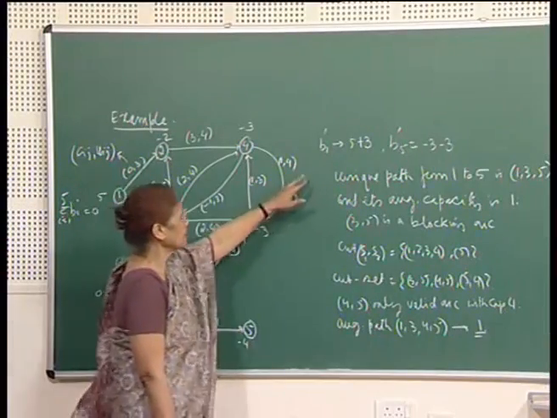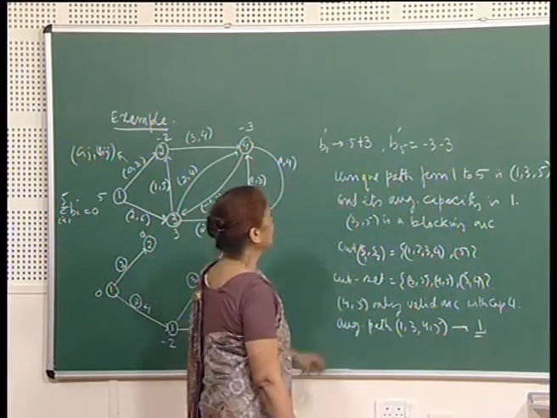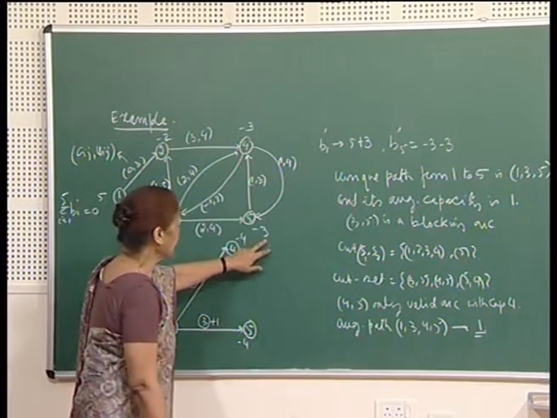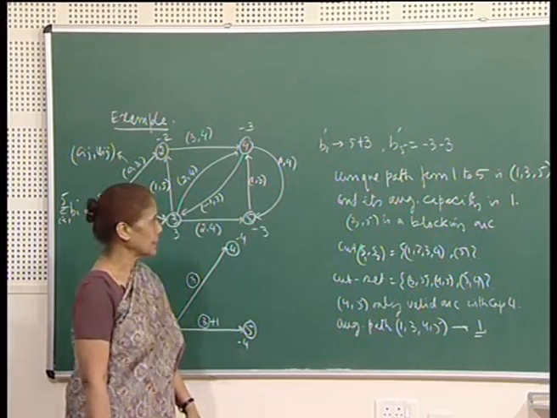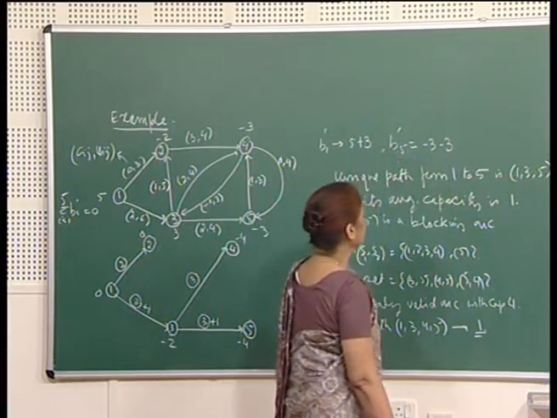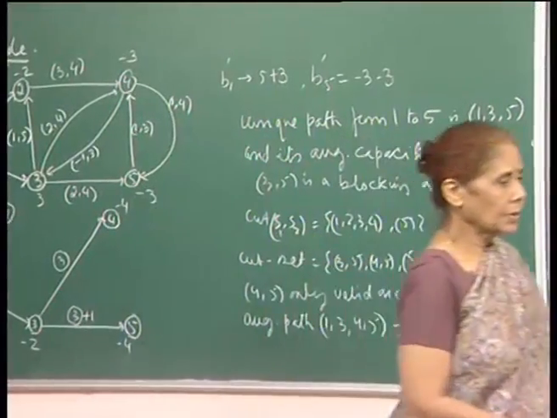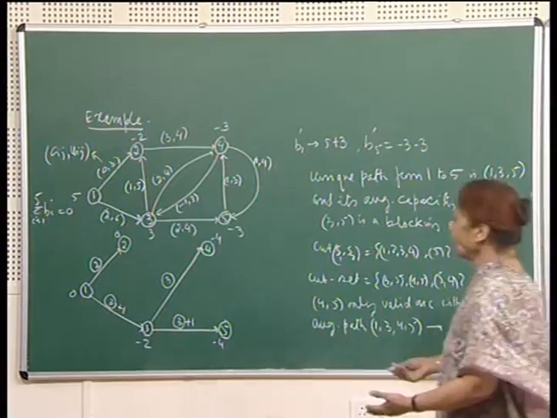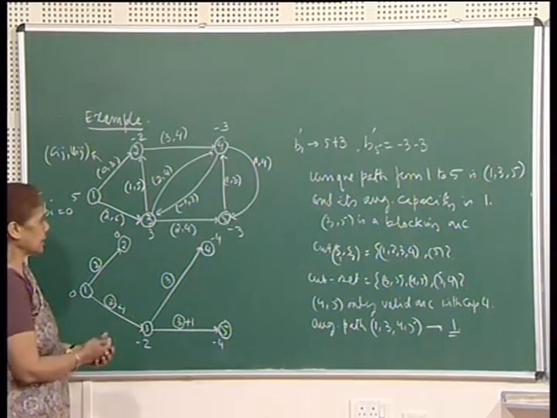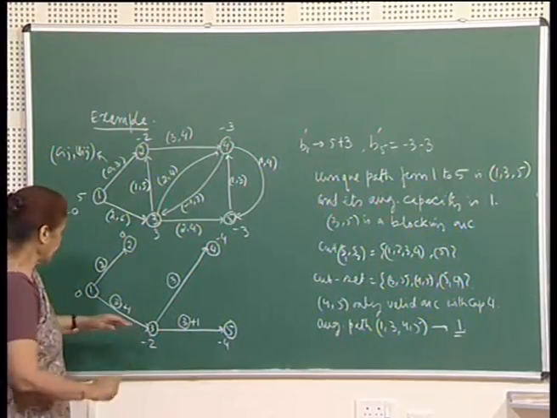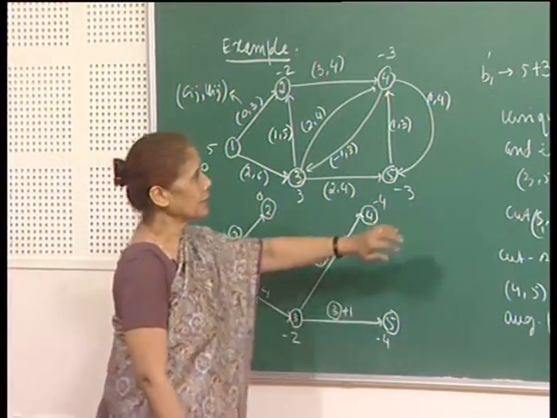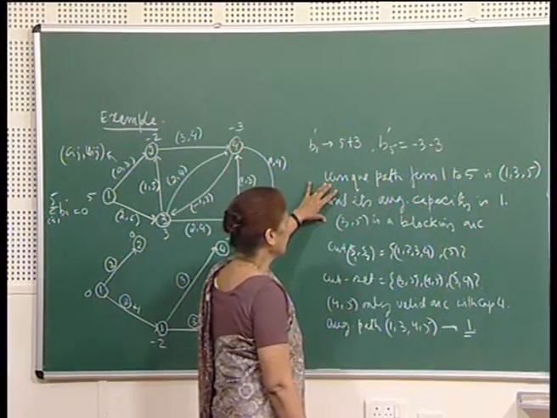Now, if we want to consider the case that b1 goes up to 8 units, that means 3 more units are available here, and at node 5 you have 3 extra demands, right. So again, the increase in the supply is also equal to the increase in the demand. Now, we want to consider how I can accommodate this flow in the current solution, so that I take advantage of the optimality criteria being satisfied, right. So, as we said, we will find a unique path from 1 to 5, which is currently 1, 3 and 5, and find out its augmenting capacity, right.